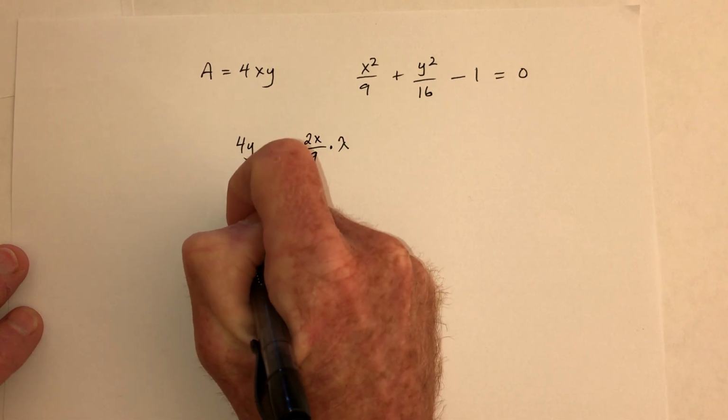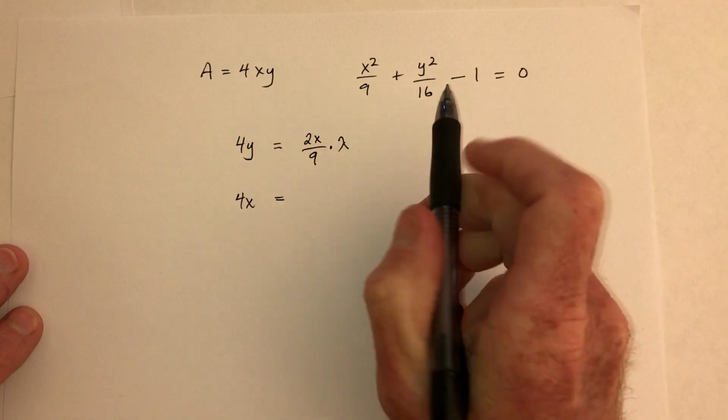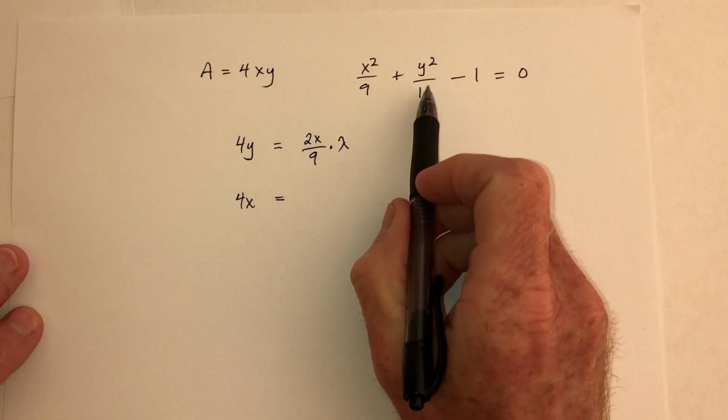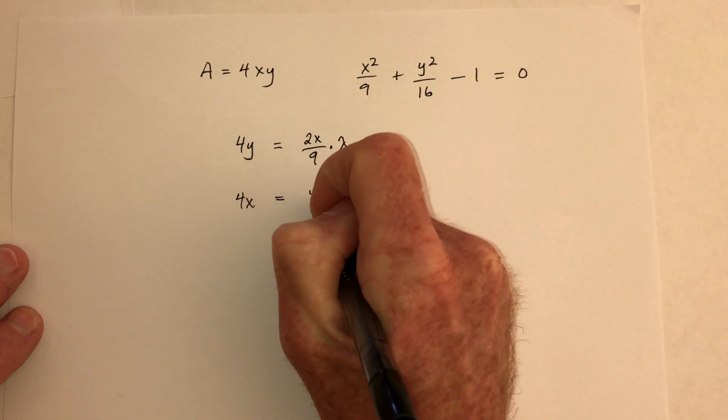Now take the derivative with respect to y. So that's going to be 4x. And take the derivative with respect to y. So that's going to be 2y over 16. Or in other words, y over 8.